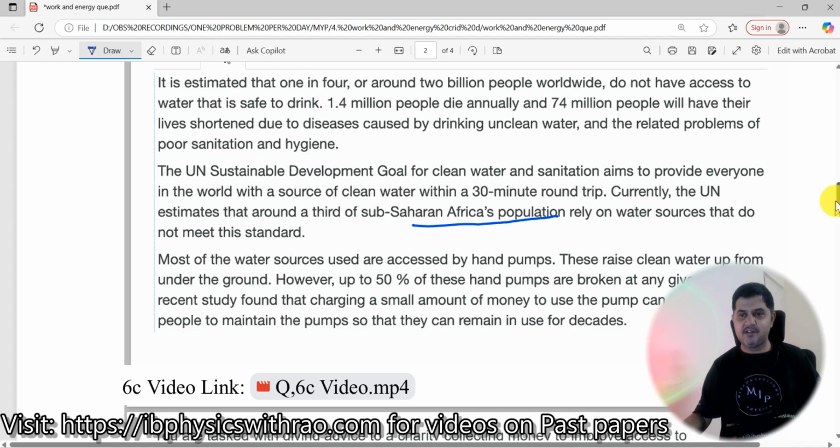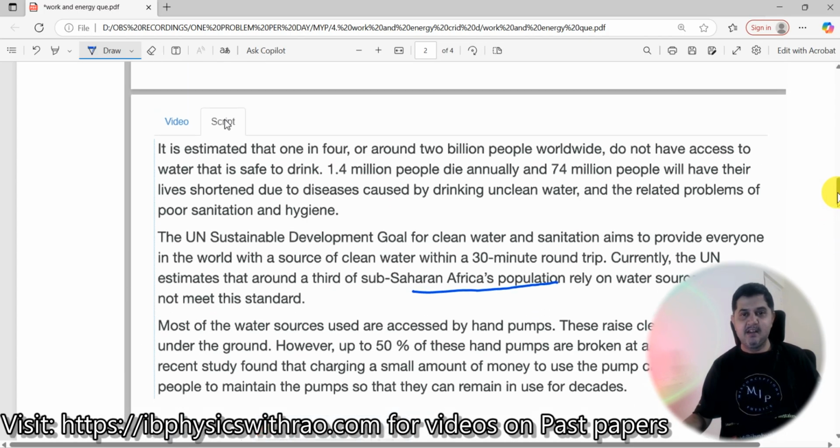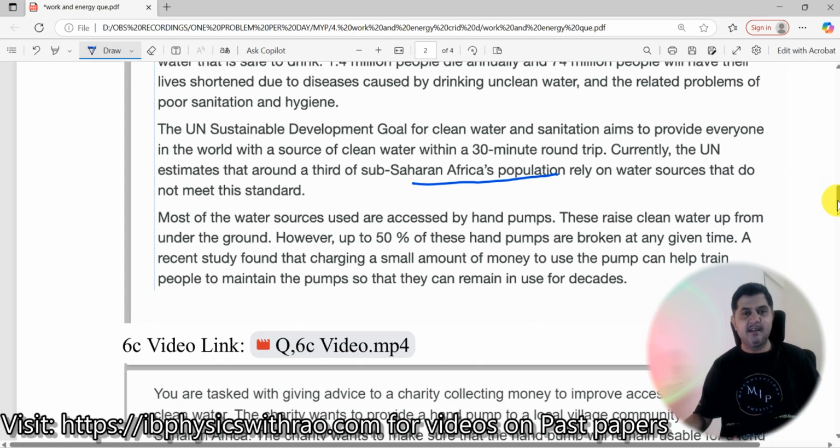Most of the water resources are accessed by hand pumps. What is this paragraph? Now let us analyze each paragraph. The first paragraph gives you the statistics. The second paragraph tells you the motivation for what the UN SDG looks at, what the problems associated with it are, and where it is being found.